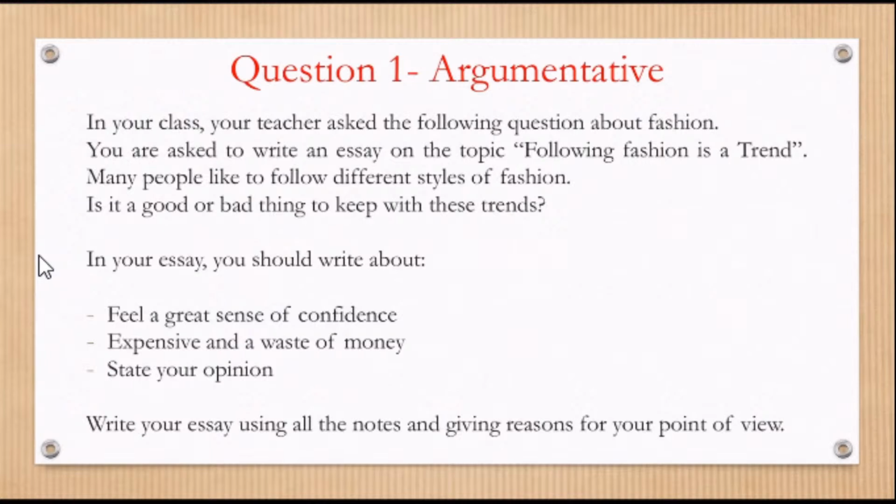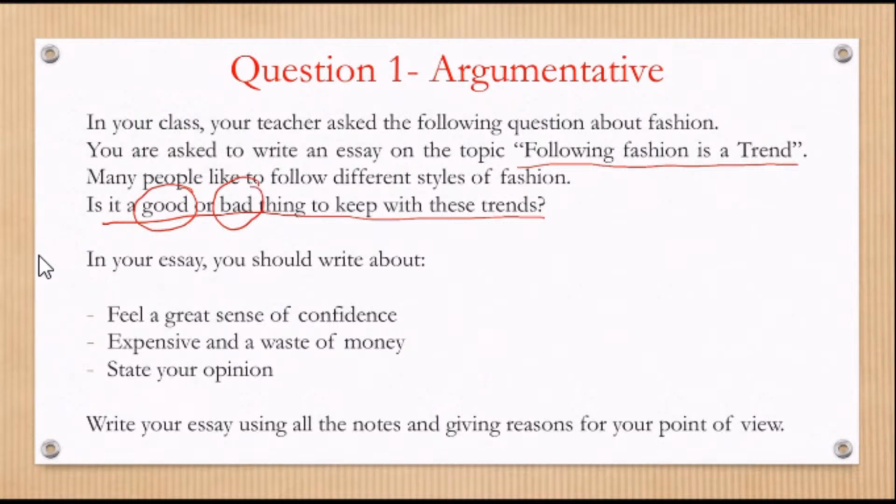The first step is brainstorm. Before you brainstorm the words or phrases related to the topic, you need to know what the topic of your writing is. So how? Underline the keyword. So what is the topic? You need to write about following fashion is a trend. Underline those topics. Then you need to state whether it is a good or bad thing to keep up with this trend, which means you need to come up with your stand. Is it good or bad? Where can you place your stand? In your content paragraph, not in the introduction yet.